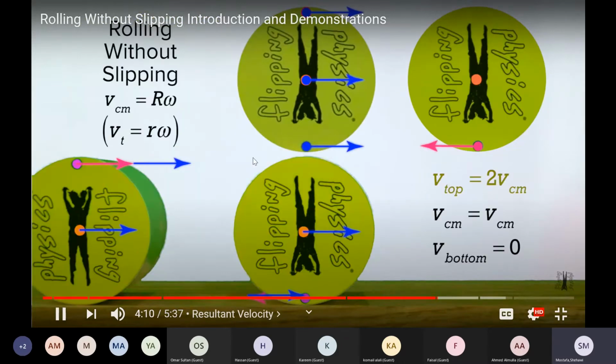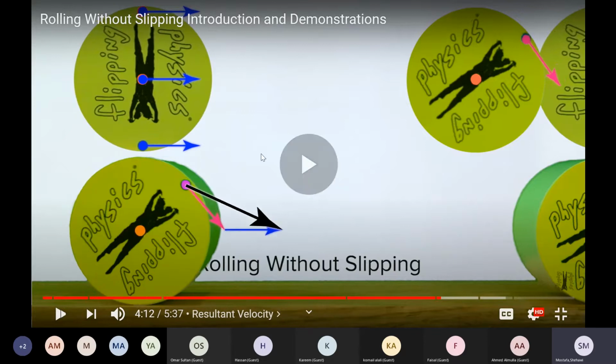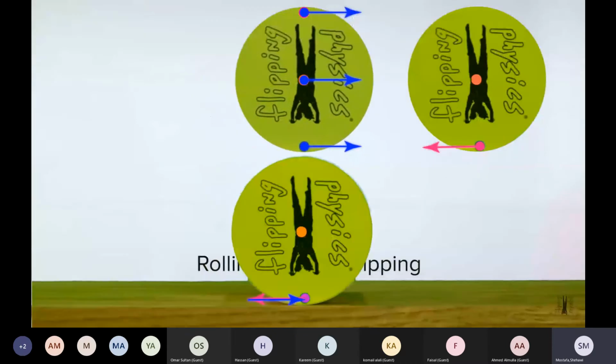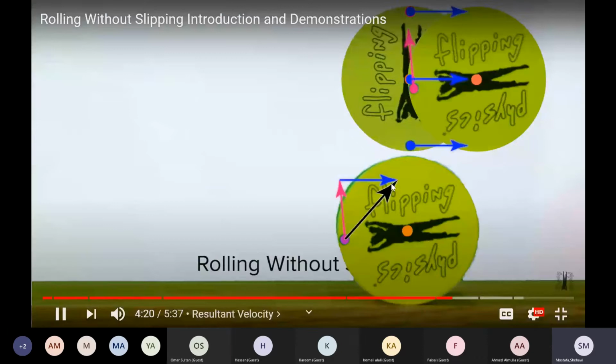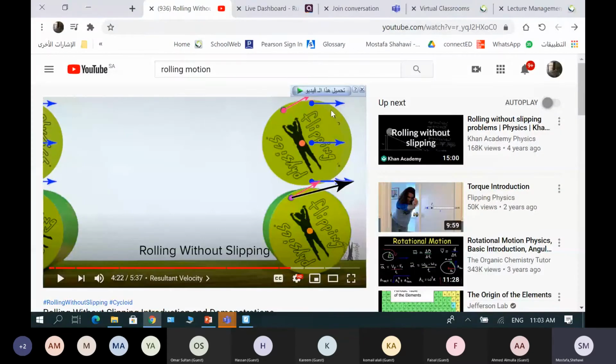Let's take a moment to look at the velocity of a point on the edge of the object rolling without slipping. This black arrow represents the sum of them. When at the top, it will be double. As you move down, the sum of the two vectors starts to decrease until it becomes 0 at the bottom. Remember, it is the addition of the velocity of the pure translation and rotation. So all that I'm explaining here is called rolling motion.